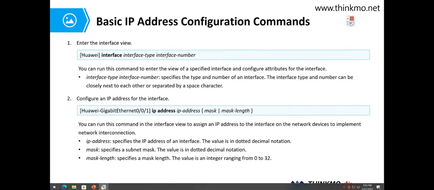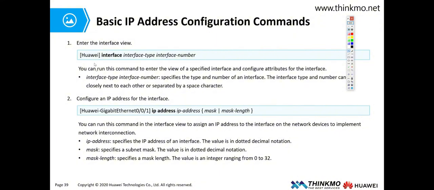If you have entered the interface view, you will notice that the prompt changes from Huawei to Huawei-GigabitEthernet. For example, if in the future we enter 0/0/0, it will display 0/0/0 here. If you enter 0/0/1, it will display 0/0/1 here, followed by an IP value. During this process, we can run this command under the interface to configure an IP value for an interface on our network device to achieve network interconnection.